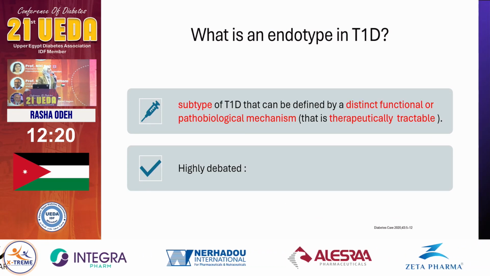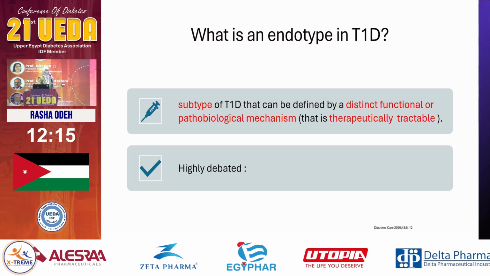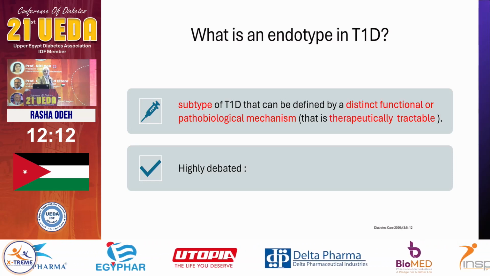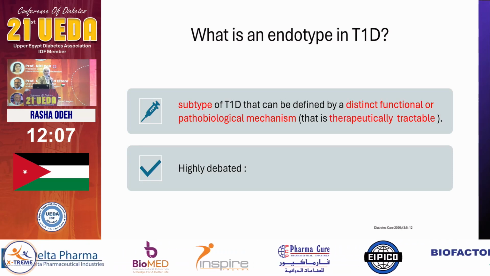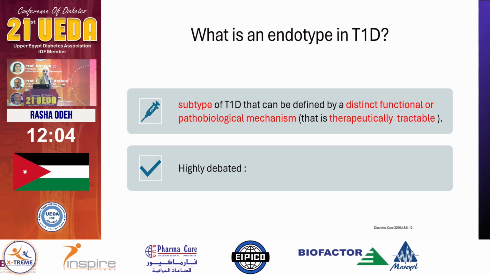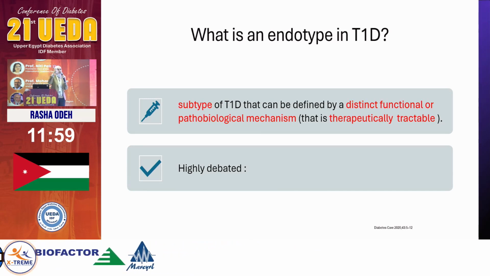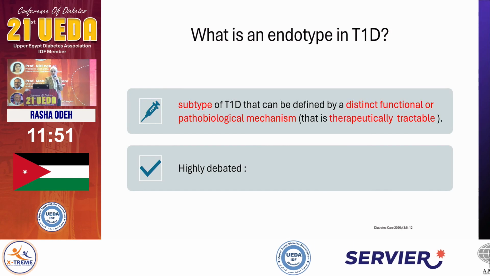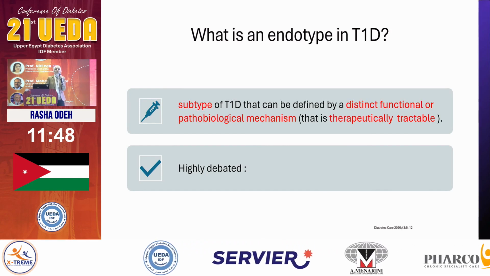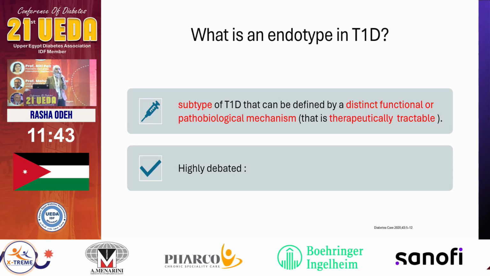So how can we apply this to type 1 diabetes? A type 1 diabetes endotype is supposed to be a subtype of type 1 diabetes that can be defined by a distinct functional or pathobiological mechanism that is therapeutically tractable. So I need three things. I need a subtype, I need a distinct pathophysiology, and I need a treatment for this pathophysiology. This is still highly debated. Does it really exist? Or is it something that we are trying to invent?